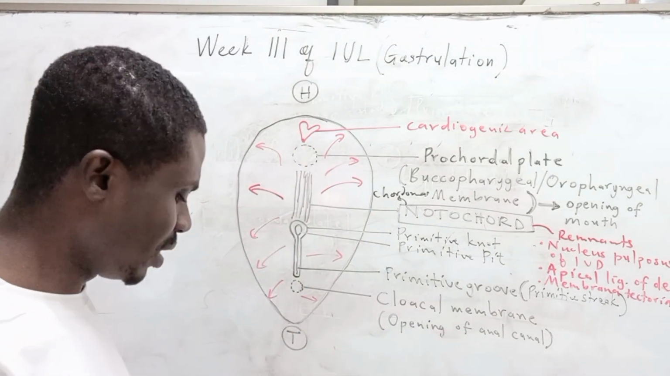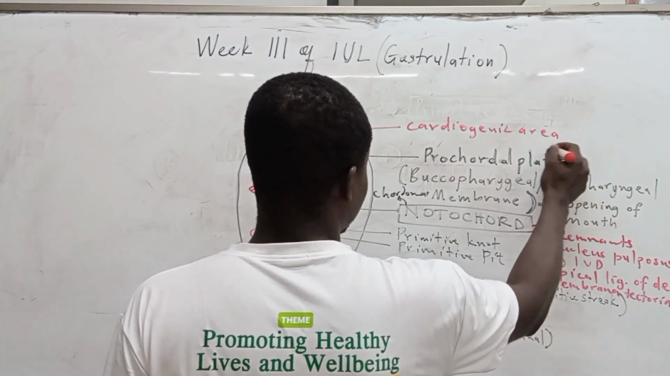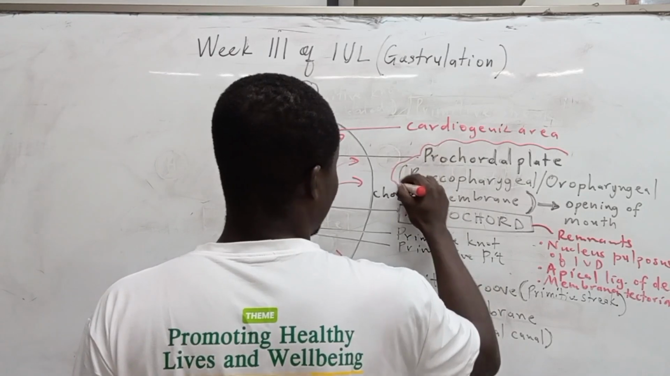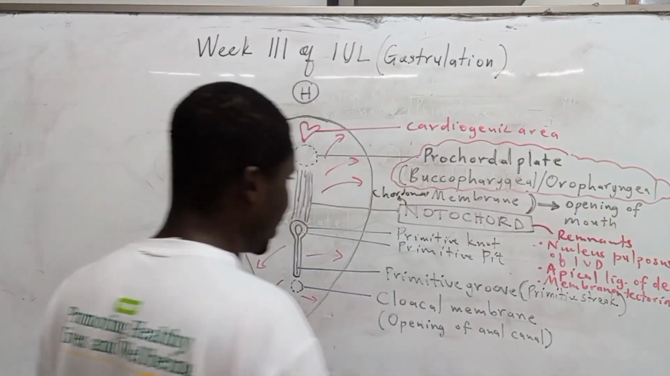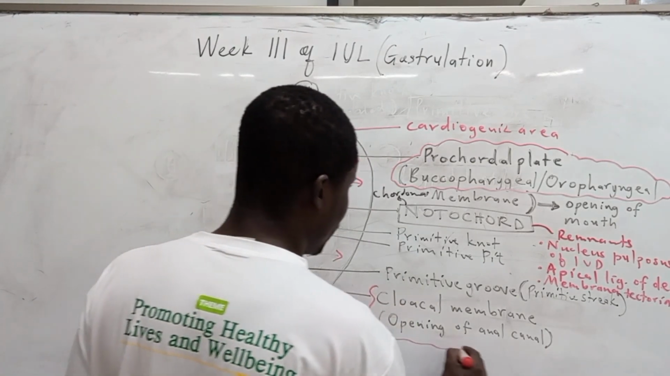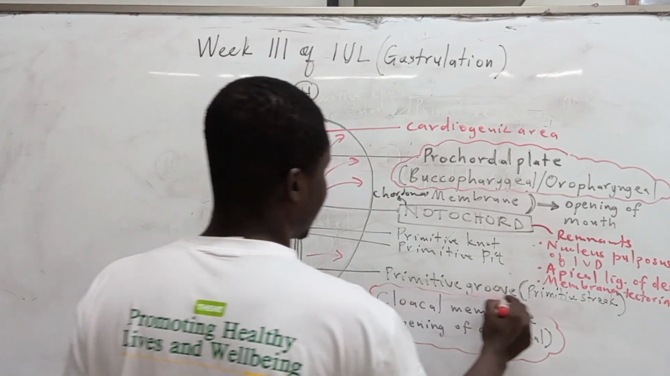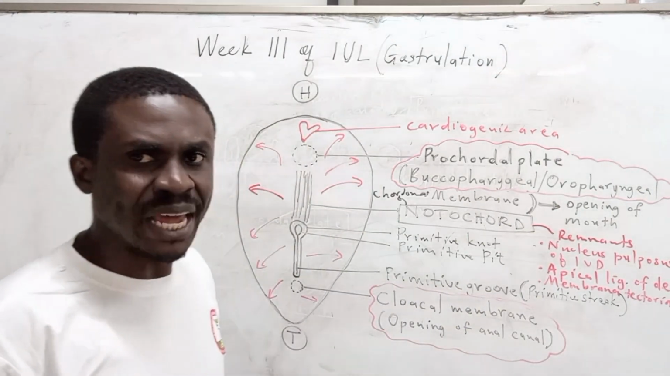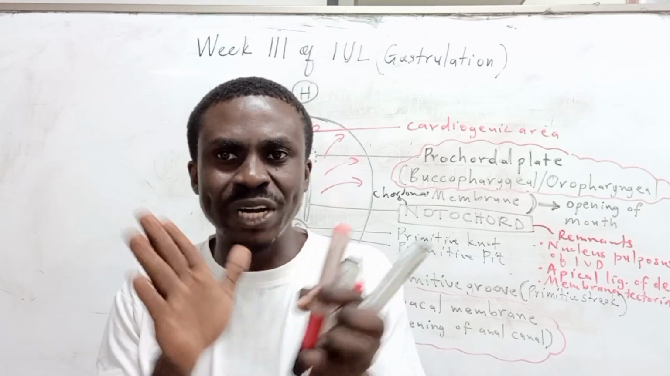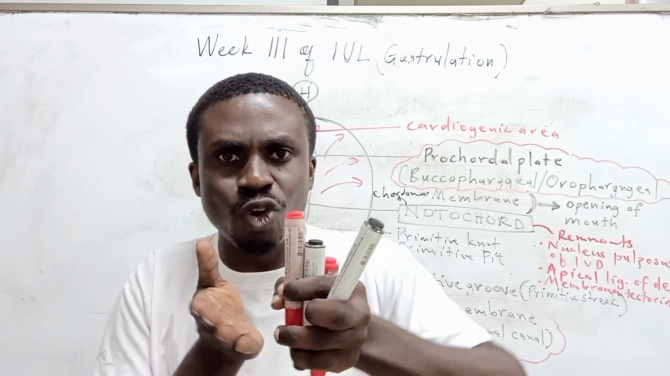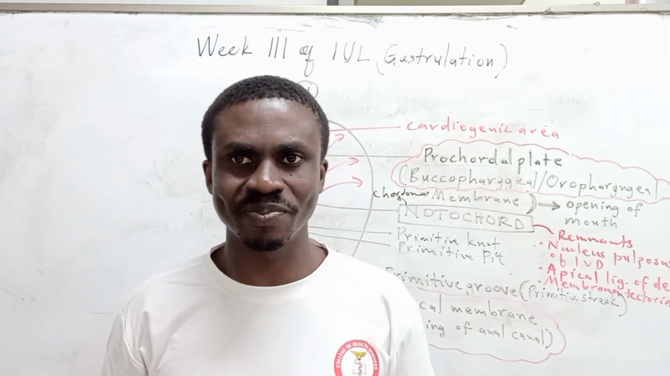Number one is this region over here, the region of the procordal plate, becoming the oropharyngeal membrane, the buccopharyngeal membrane, and then of course the cloacal membrane. Mesoderm will not be there. In other words, ectoderm and endoderm will be fused together. There will not be any intervening mesoderm in these two regions.